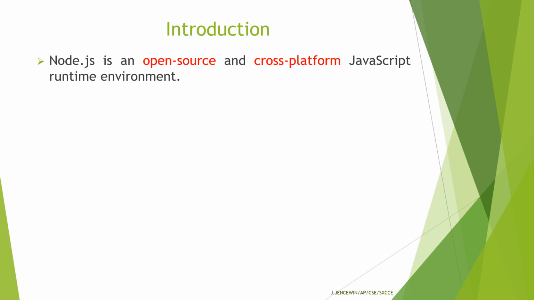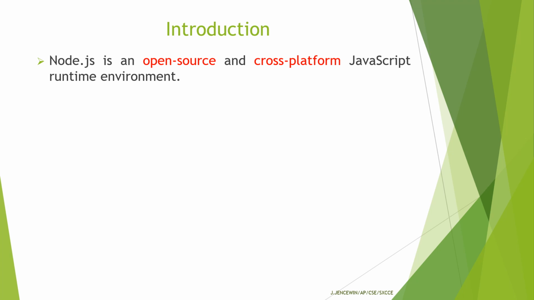So what is open source? Open source is a kind of software in which the source code is made available to the public, that is, anyone can view, modify, distribute and use the software. Without paying any amount, we can use the software; that is called open source software.